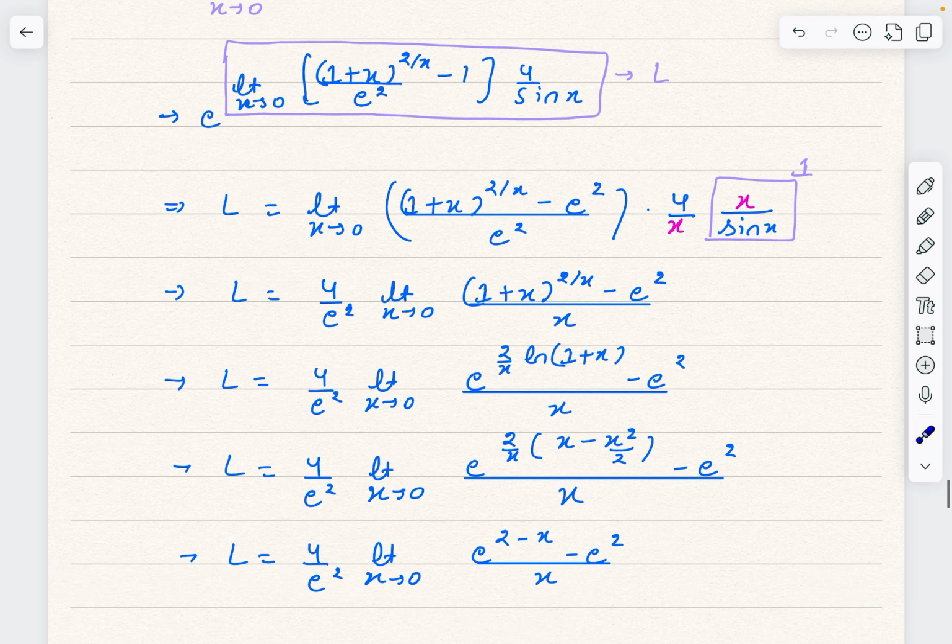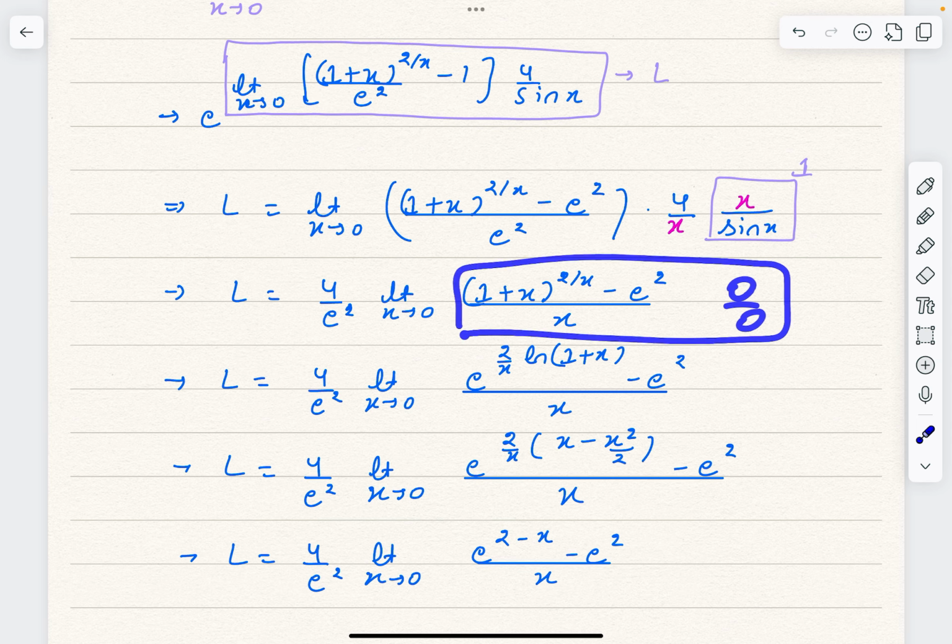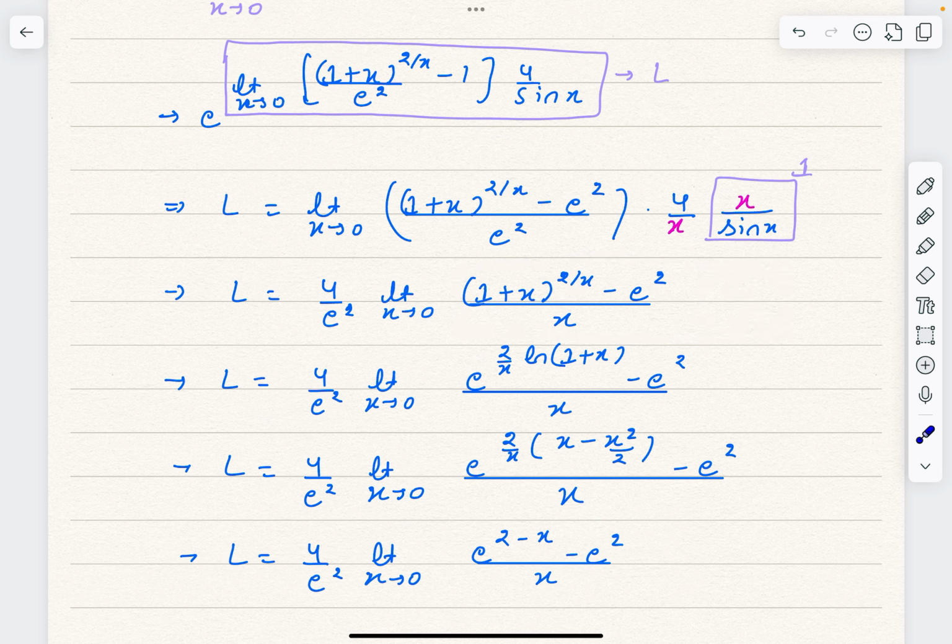Now, this (1 plus x) power 2 by x, if I use that direct formula here, 1 power infinity formula, we'll get e square, but e square minus e square by x will again become 0 by 0, no? If I use the direct formula here, you get e square, so e square minus e square will be 0, 0 by 0 will become again indeterminate form. So we'll not use the formula directly, we use the proof of that. What was the proof of that? a power b we can write as e power b ln a.